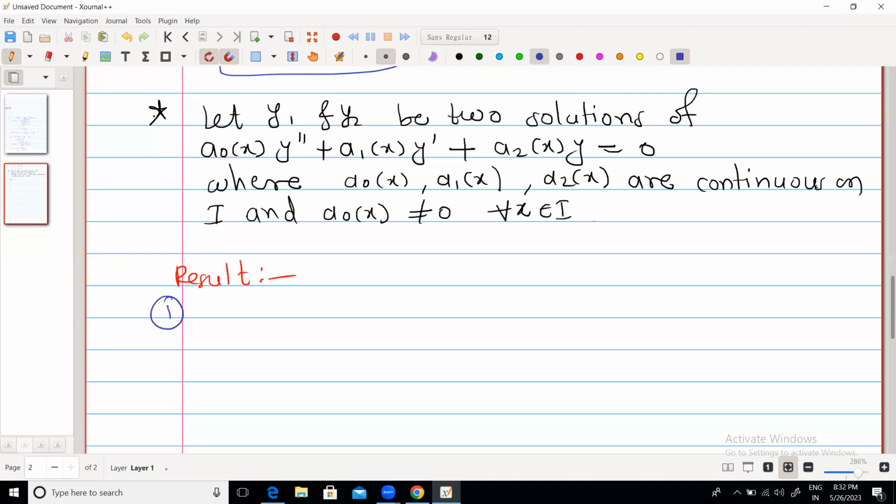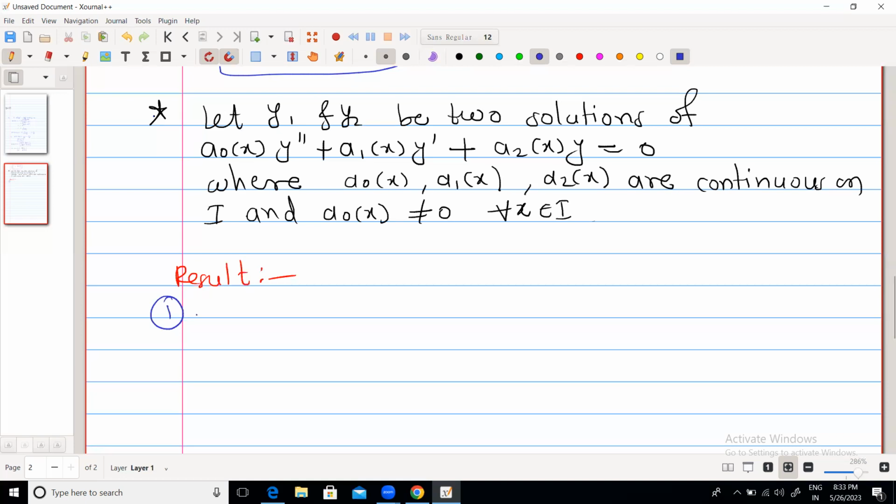first one. Okay, तर हे रिझल्ट इम्पॉर्टंट आहेत. सो काय काय दिलेलं आहे? लेट y1 and y2 be two solutions of the second order differential equation. Okay, a naught of x y double dash plus a1 of x y dash plus a2 of x y is equal to 0, where a naught, a1, a2 are continuous on I and a naught of x is non-zero on I. Okay, right?